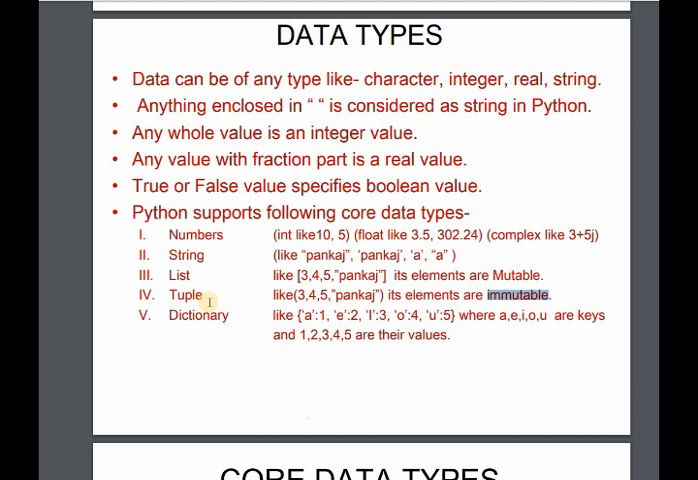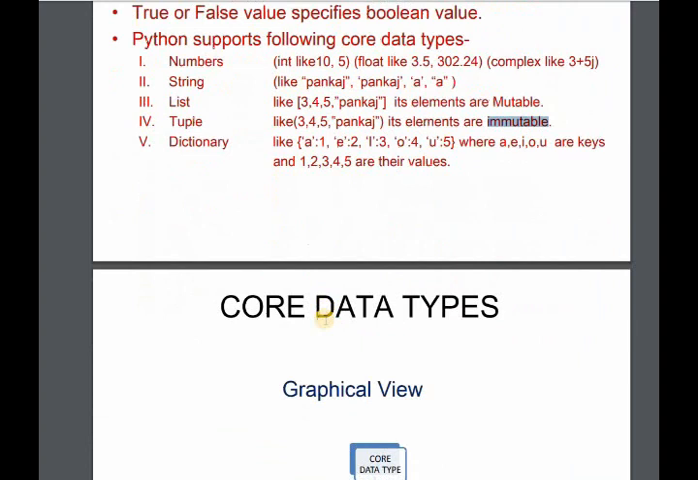Dictionary actually works with 2 values. Clear? First is the index value, second is the value. Means to say, in this case, A position has value first, E position has value second, I position third, O 4, U 5. So A, E, I, O, U are keys, and 1, 2, 3, 4, 5 are their values. So A is a reference index over here, and 1 is the value for that.